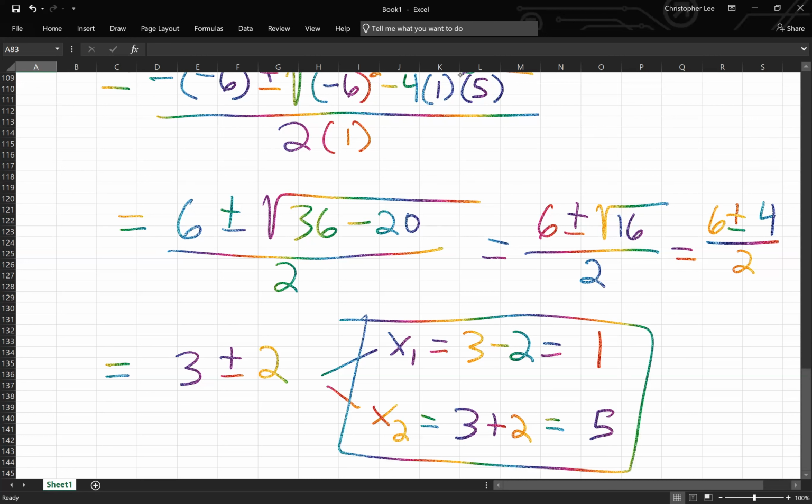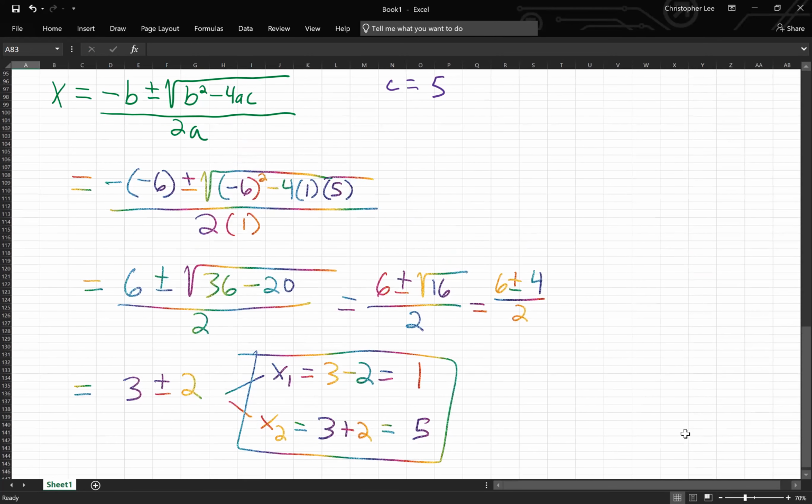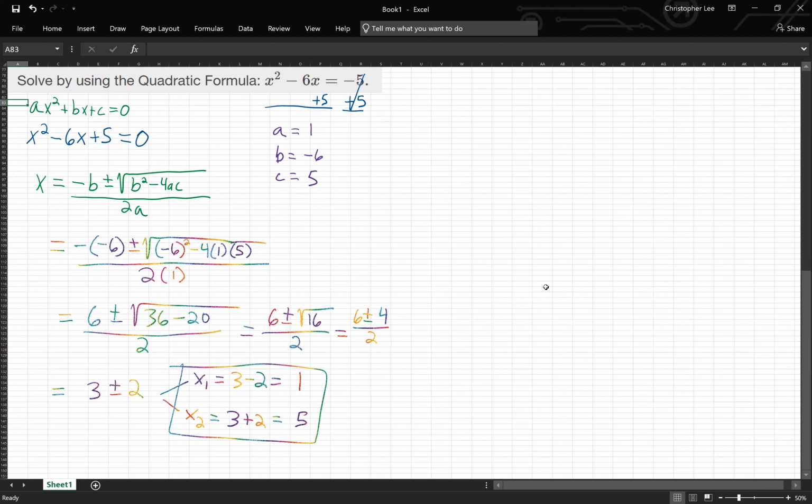Questions on this? Simple. Lesson here, always put it in standard form. The ax squared plus bx plus c equals 0. So your equation should always equal 0. Everything on one side equals 0.